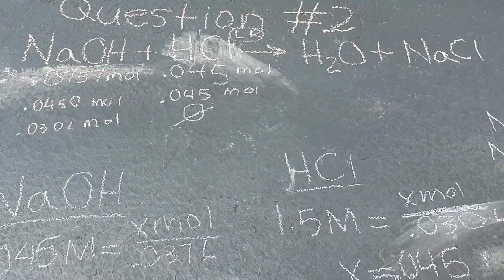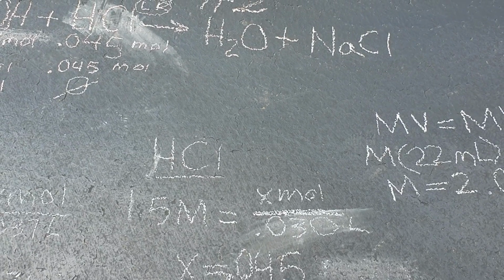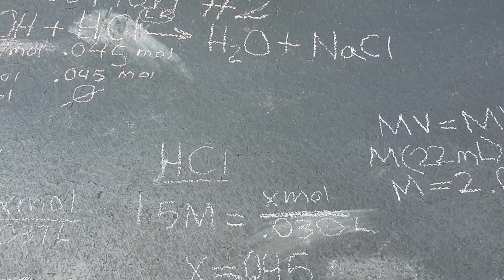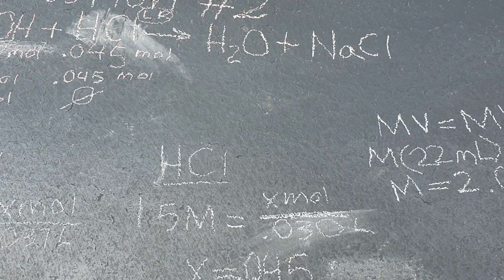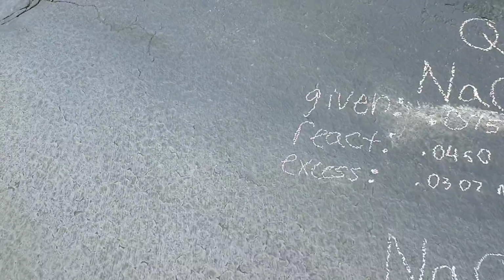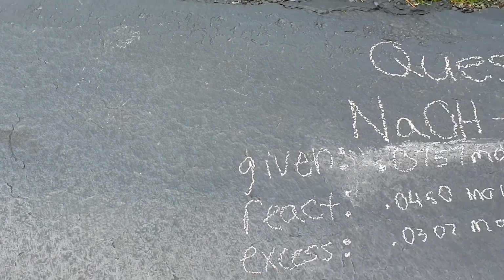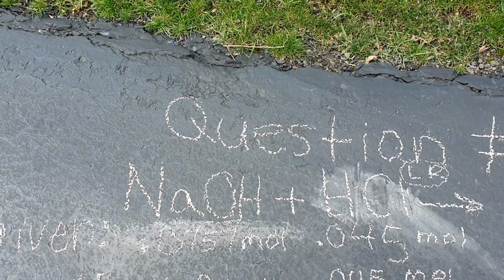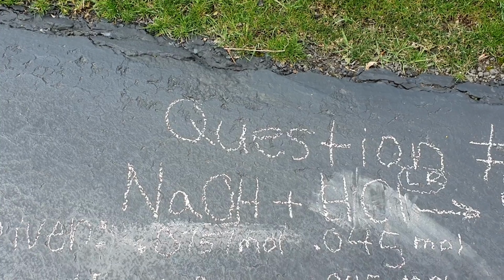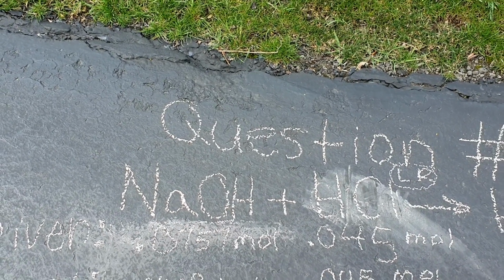Now, let's do it for hydrochloric acid. 1.5 molarity equals x moles over 0.03 liters. Of course, that's 30 milliliters divided by 1,000 to convert to liters. And x equals 0.045. Now, we can solve for our moles given, our moles that have reacted, and the moles that we have in excess. So our moles given, as we just figured out from the previous two equations, 0.0757 moles for the sodium hydroxide and 0.045 moles for hydrochloric acid.